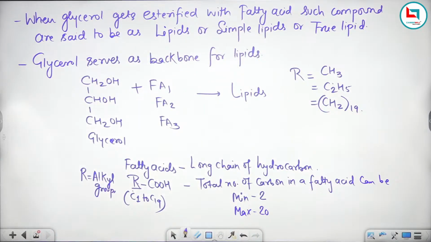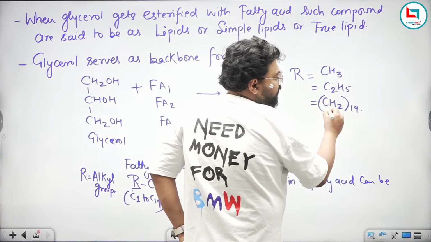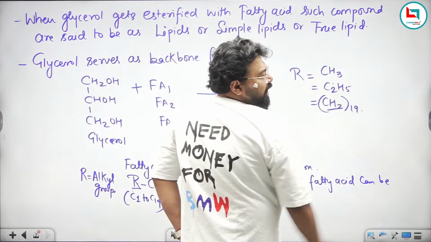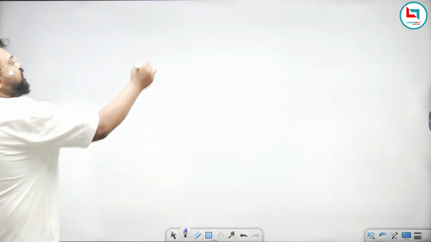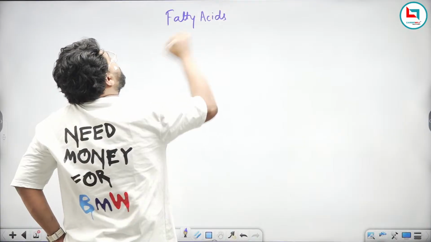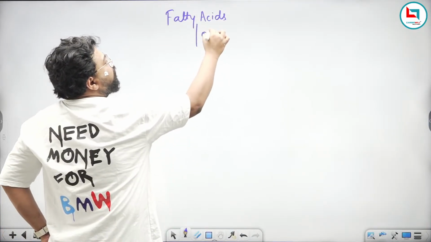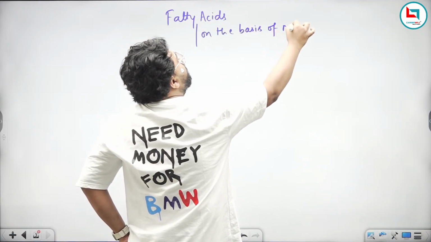Is that clear? So we can put CH3COOH, this is also a type of fatty acid, C2H5COOH, this is also a type of fatty acid, or we can take repetitive units of this CH2 chain up to 19 times. So this can create a fatty acid. Now these fatty acids are classified on the basis of melting point.